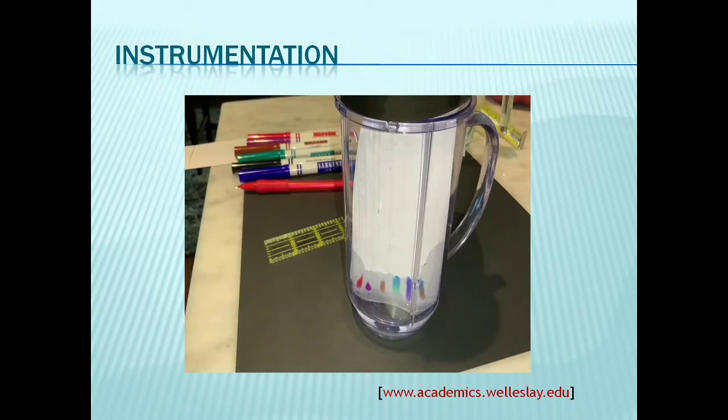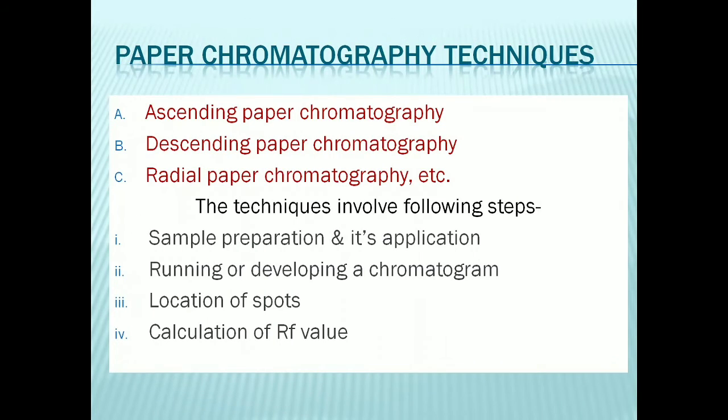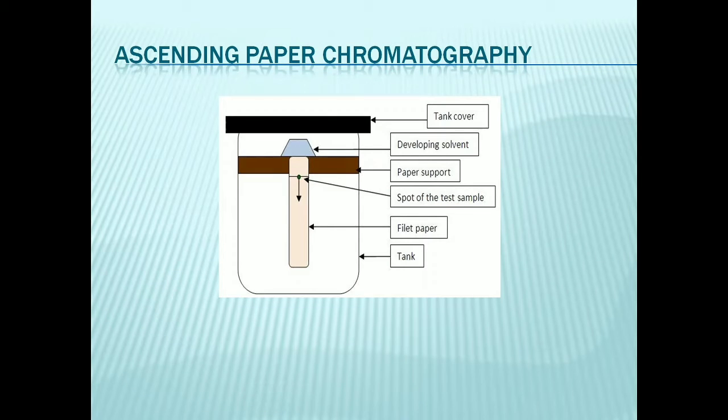Now, let's take a look at instrumentation. Paper chromatography techniques: generally, the main types are ascending paper chromatography, descending paper chromatography, and radial paper chromatography. These techniques involve sample preparation and application, running or developing a chromatogram, location of spots, and calculation of Rf values. The image shows the arrangement for ascending paper chromatography.